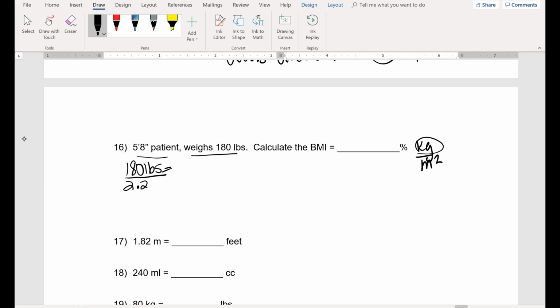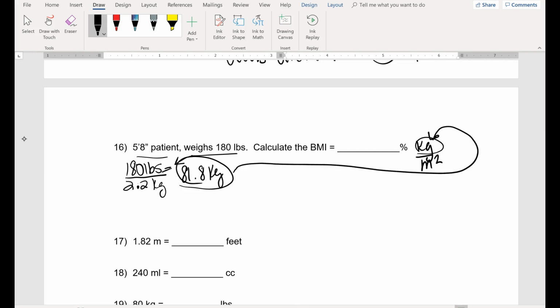And we're going to get 81.8 kilos. Okay, everybody good with that? 180 pounds divided by 2.2 kilos. This is our weight. Okay, so when the time comes, we're going to put that here.